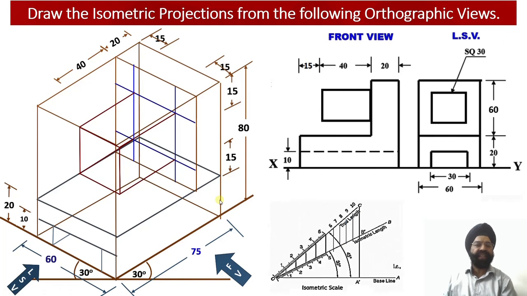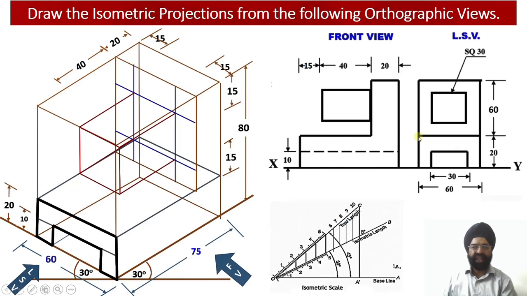So this completes the total construction of this solid. Now we are going to join or darken the elements which will be visible to the observer. So let us start with the base. So in the base we will be able to see this U-shaped construction which will be corresponding to this view from the left hand side view.